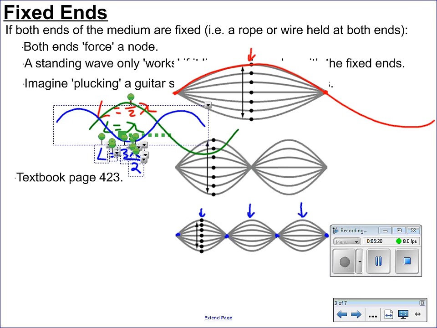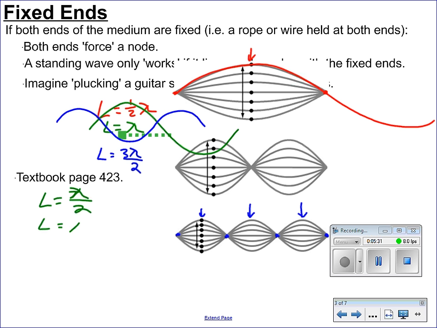So those are the three sets. The lowest point is length equal to half of lambda, λ/2. The second one is equal to lambda. And the third one, the length has to be equal to 3λ/2. As you can see, each time it's going up by half a wavelength. So that is the relationship.